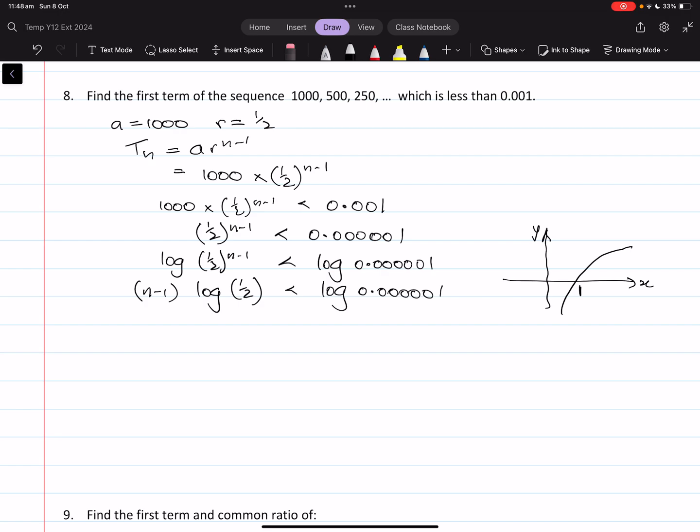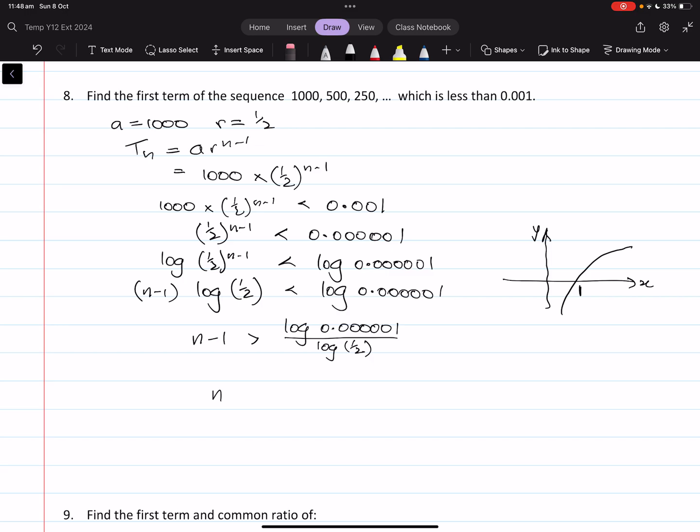So I'm about to divide by log of a half. Log of a half is negative. When you divide by a negative, you must change the sign. So n minus 1 is going to be now greater than the log of 0.12345 zeros followed by 1 over log of a half. Log of a half, by the way, is minus log 2. I'll let you work out why that might be the case, but we can leave it as log a half.